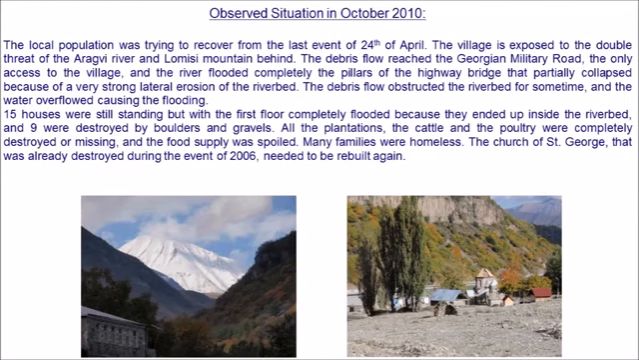The river started to overflow and to erode the riverbed. The pillars of the bridge of the Georgian military road started to collapse. 15 houses were in the riverbed, so the first floor was completely under the level of the water. 9 houses were destroyed. All the plantation, cattle, poultry was destroyed and missing. And the food supply was spoiled. So many families, after this event, found themselves homeless and with no food supplies for the following period.